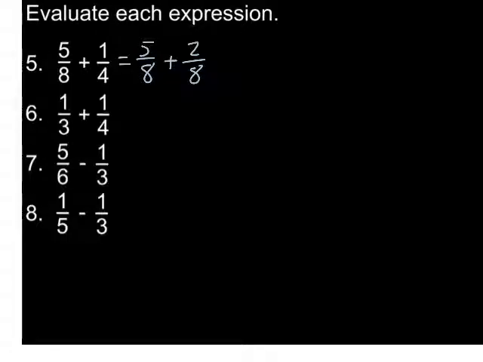into an 8. Having done that, I can now go ahead and add across the top, and the bottom, remember, stays the same. If the bottom has to be the same at the start, it's going to stay the same. So you get 7/8 for number 5.